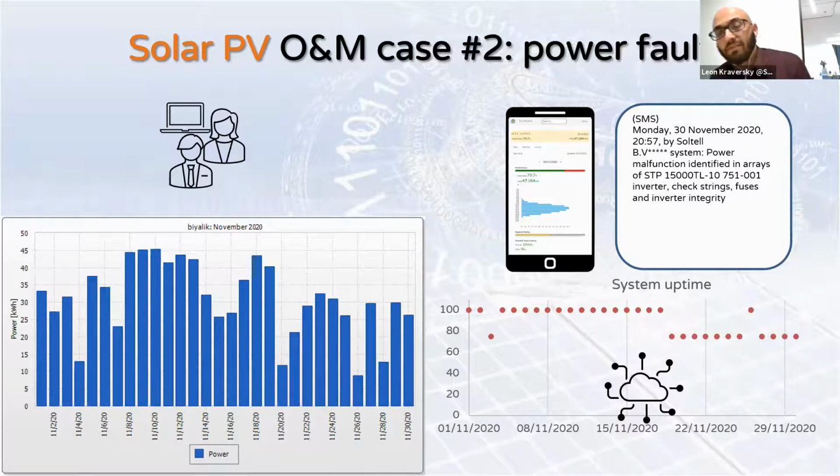Now, on the other hand, if you do have more advanced tools, you can do it by evaluation of the uptime of the facility. And you can see here on the chart that it's clear that on the 19th of November, this facility went down by 25% in production. And this is, of course, an automatic assessment.